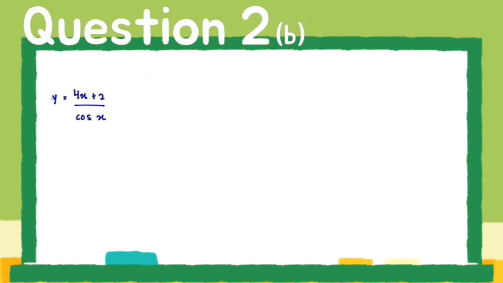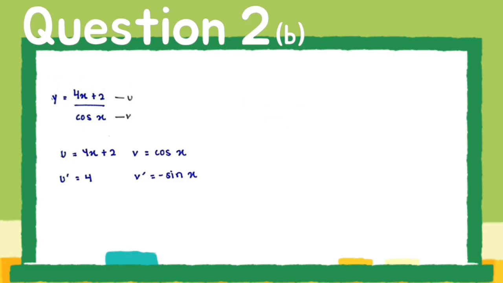So, for question B, the step is similar to question A, but a bit different in terms of the formula used to answer this question. As we did before, we need to identify the terms as u and v and simultaneously determine the value of u prime and v prime. Based on the equation given, 4x plus 2 will be our u and cos x will be our v. And our u prime will be 4 and v prime will be minus sine x.